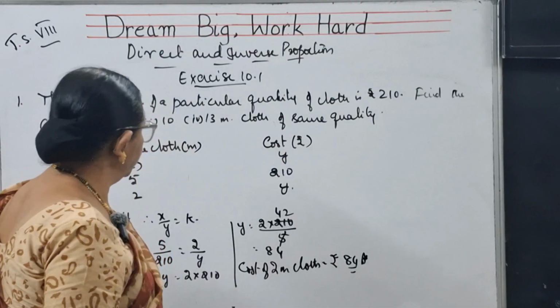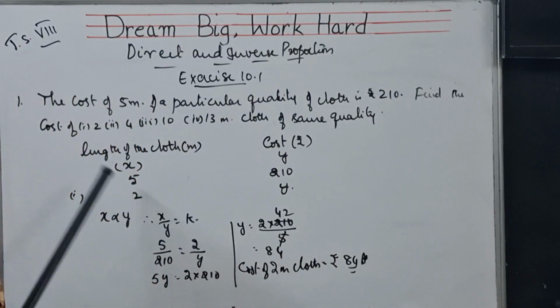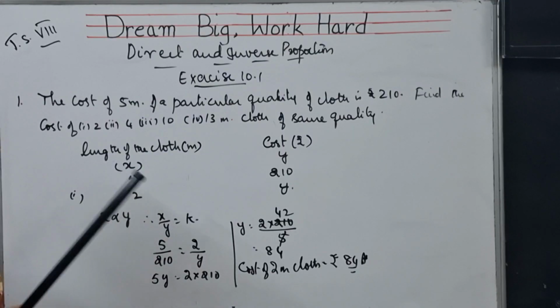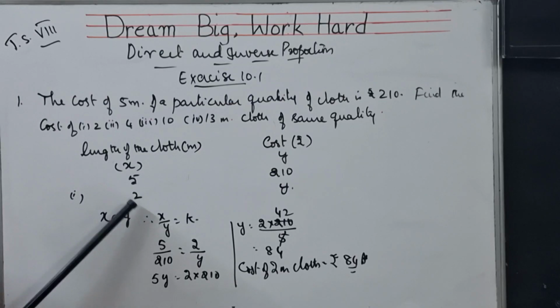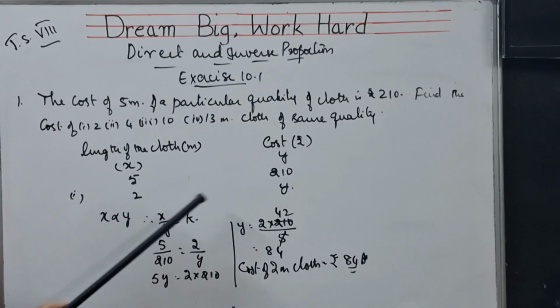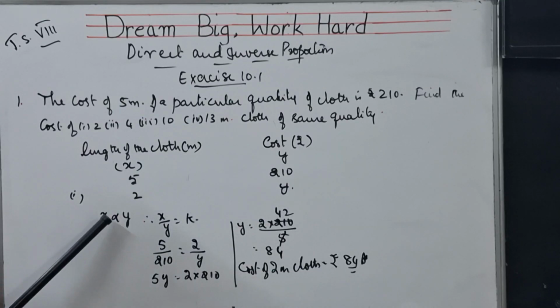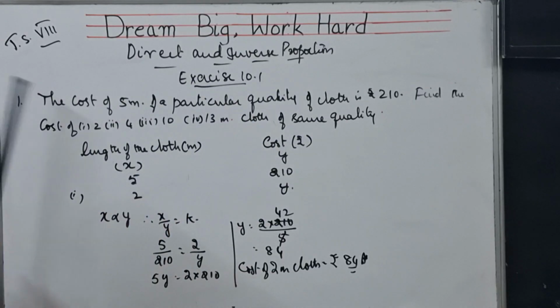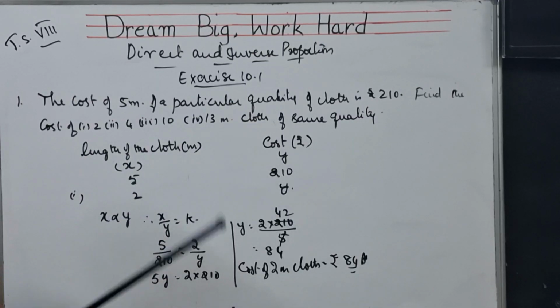So let us see once again. They said the cloth's length is 5 meters and it is costing 210 rupees. What is the cost? First bit, cost for 2 meters. 2 meters means it is y. We don't know, so we call it y. X is directly proportional to y because they are the same quality. If quality differs, definitely they are not. Because they have the same quality, x is directly proportional to y.